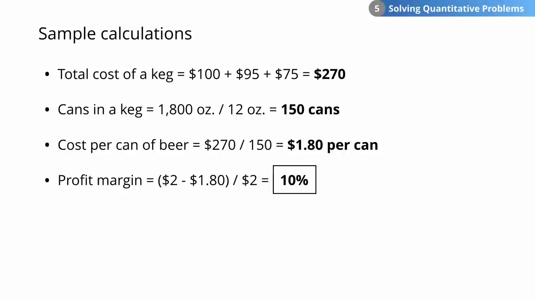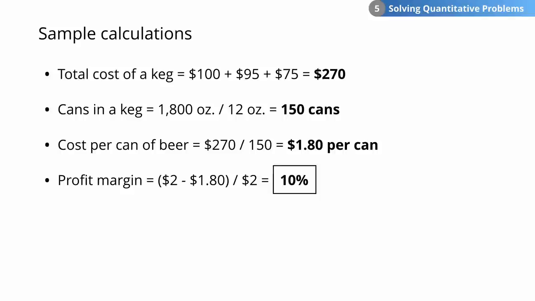Therefore, the cost per can of beer is $270 divided by 150 cans, or $1.80. Since the average price of beer is $2 per can, the profit is 20 cents per can. This makes the margin 20 cents divided by $2, or a 10% profit margin.